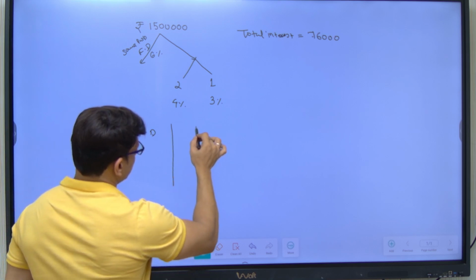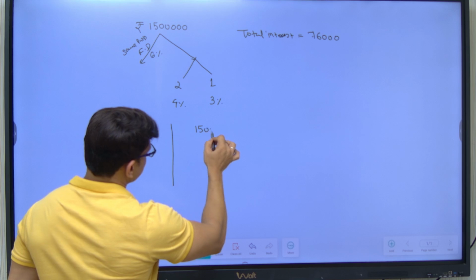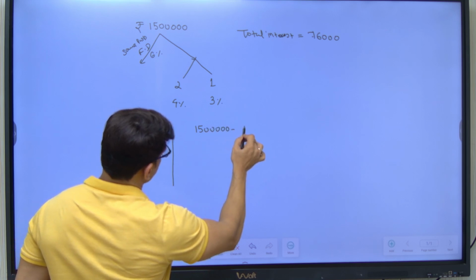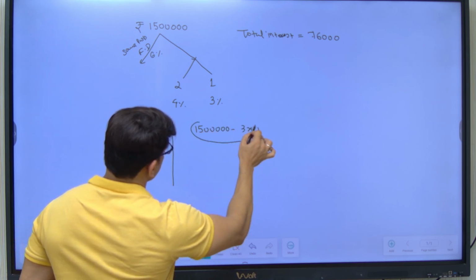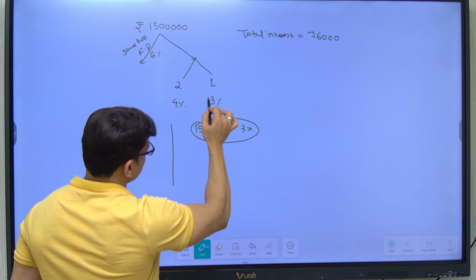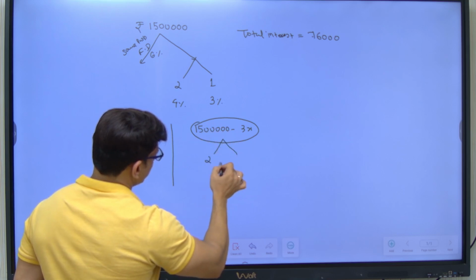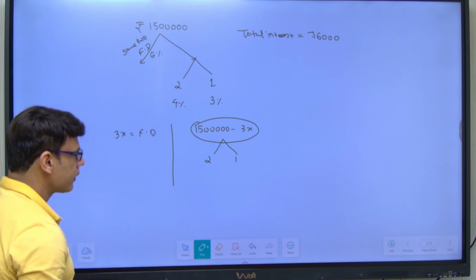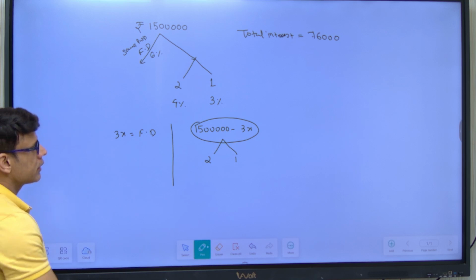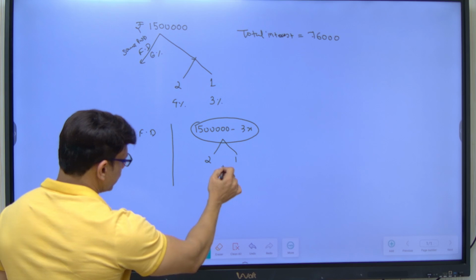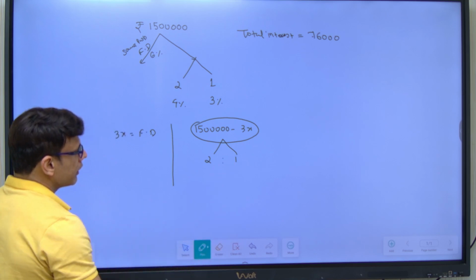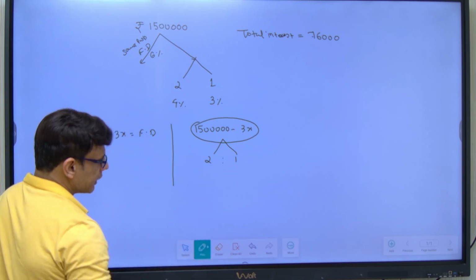Then he deposited 15 lakhs minus 3x rupees in this scheme. That means this money we divided in what ratio? 2:1, right? This remaining amount is now divided in the ratio 2:1, where you are getting 4% here and 3% here.